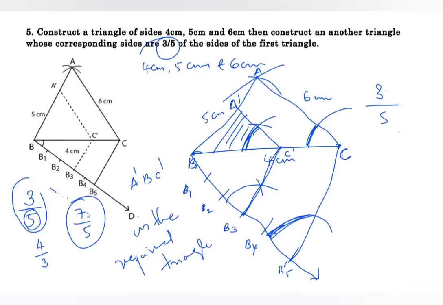Here how many arcs should be cut? 7 arcs. Here point B5 should be joined to C. Here B3 should be joined to C. What is the number of arcs? It is 4.